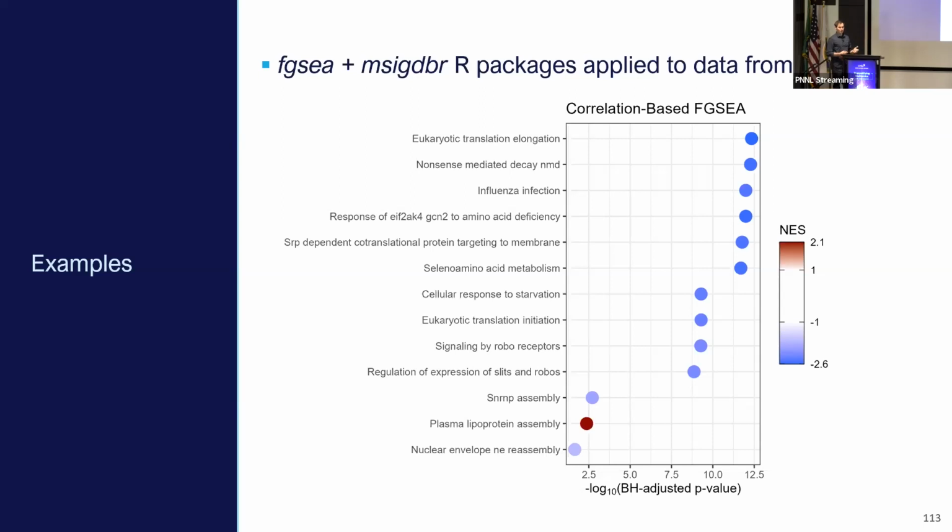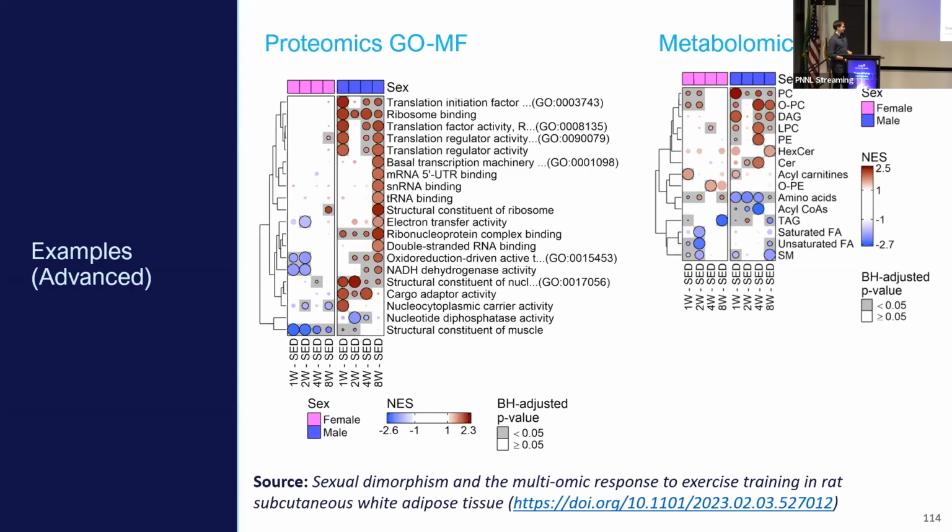So you're not relying on biological knowledge that you may or may not have. Here's a more complicated example where, at the bottom here, we have each comparison. It's like we're doing a bunch of t-tests, basically.